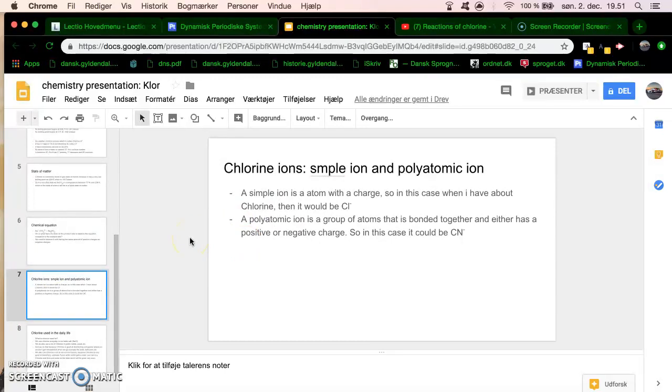Chlorine ions: simple ion and polyatomic ion. A simple ion is an atom with a charge. So in this case, when I have chlorine, then it would be chlorine or Cl minus, and it's normal for it to have a negative charge. A polyatomic ion is a group of atoms that is bonded together and either has a positive or negative charge. So in this case, it would be carbon nitrogen minus.